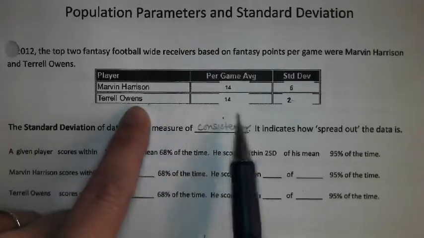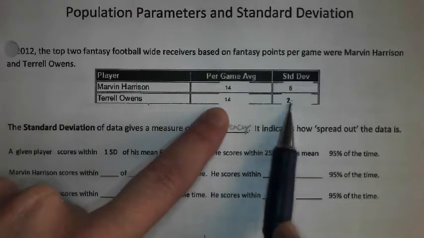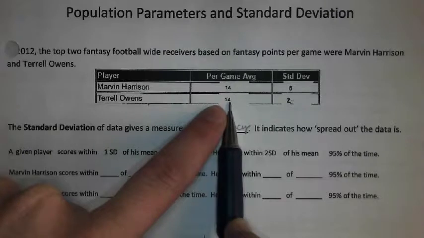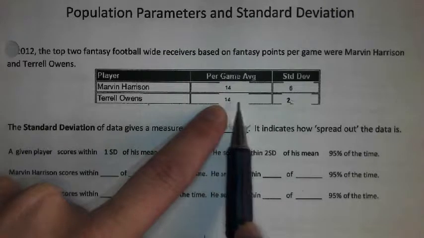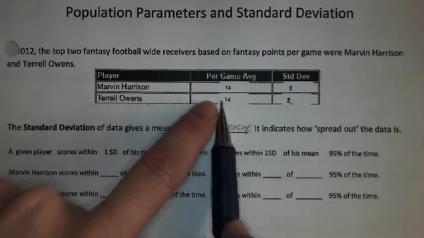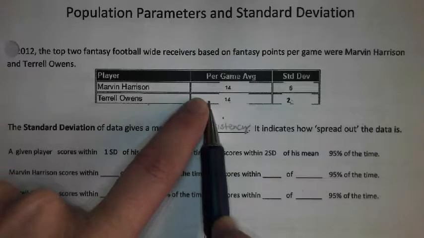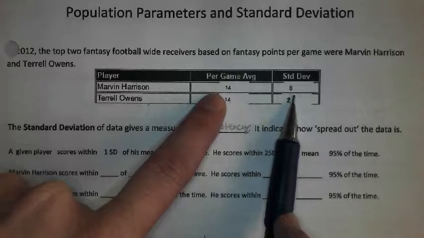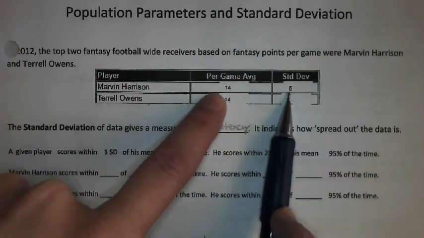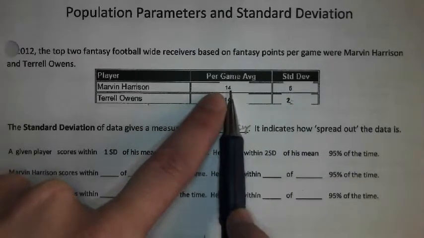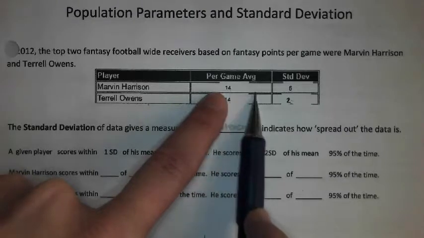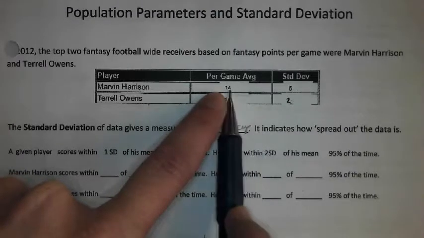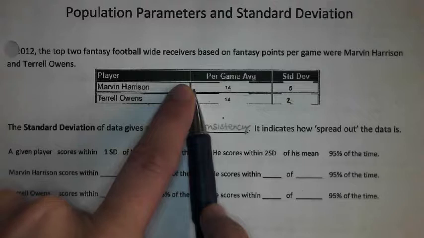always, but the majority of the time, he falls within 2 points of his 14-point average. So he could be as high as 16 or as low as 12. Whereas Marvin Harrison, the majority of the time, has a wider standard deviation, right? He scores within 6 points. So on the bright side, that could be upwards of 20. But on the downside, that could be as low as 8 points per game.